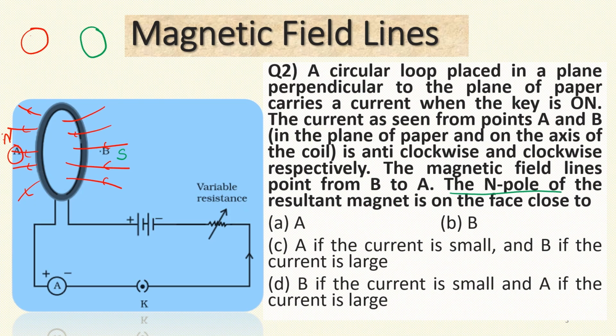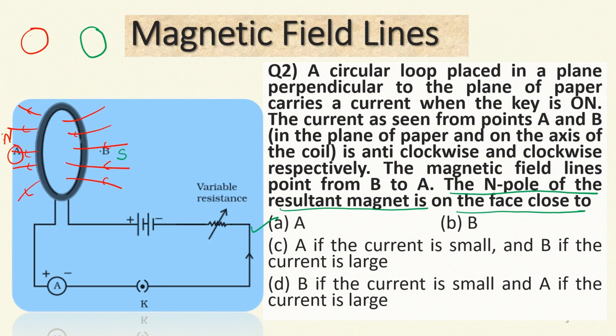The north pole of the resultant magnet is on the face close to... So the north pole is close to A. The answer is option A. So that's the answer to this question. And in order to remember, I'll give you a tip for this question.